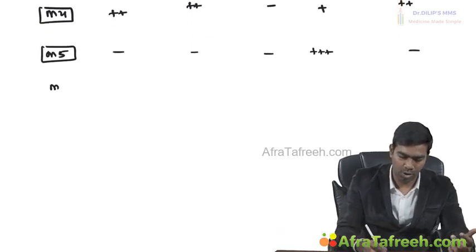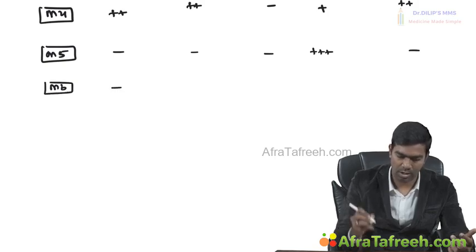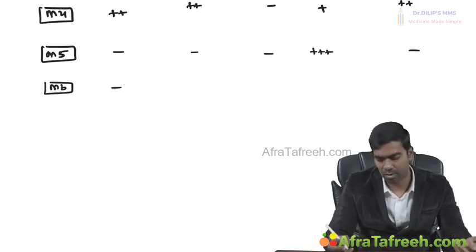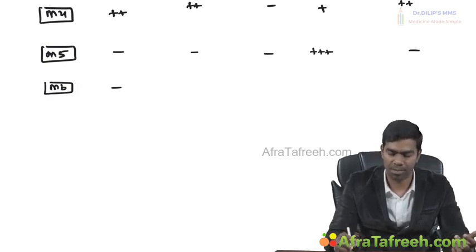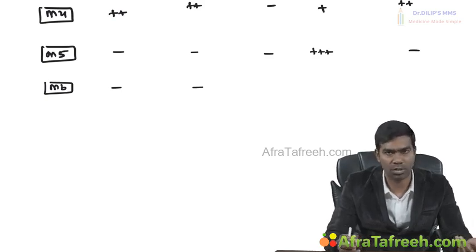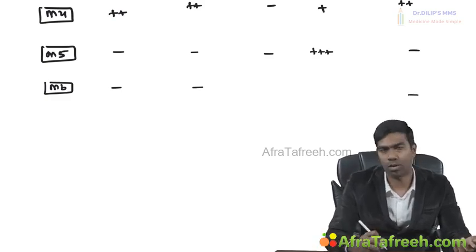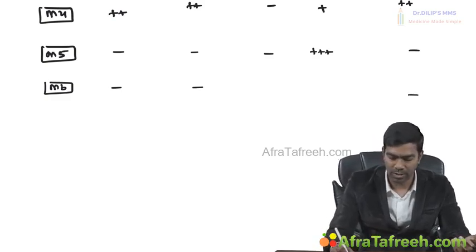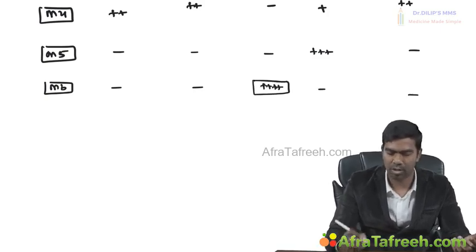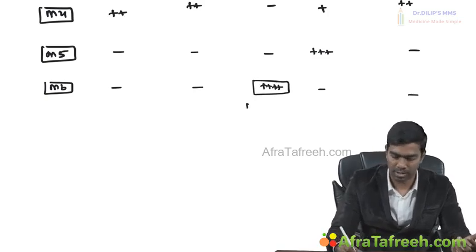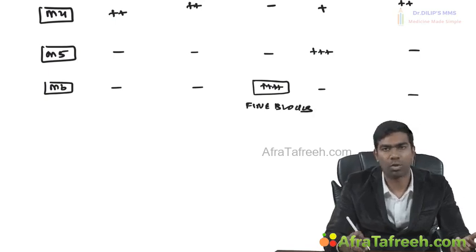And when you go to your M6, MPO will be negative, and Sudan black will be negative. Typical erythroblasts do not stain for Sudan black, iron rods will not be seen, and non-specific esterase will be negative, but they will be strongly positive for PAS. This is like fine block positivity.